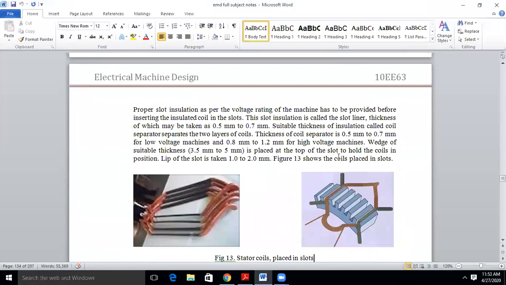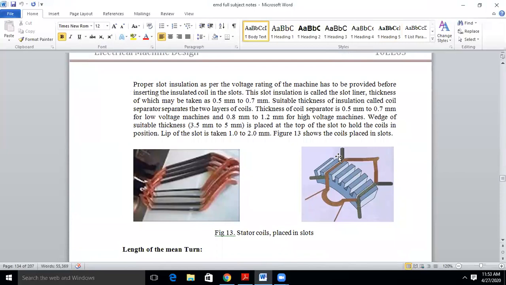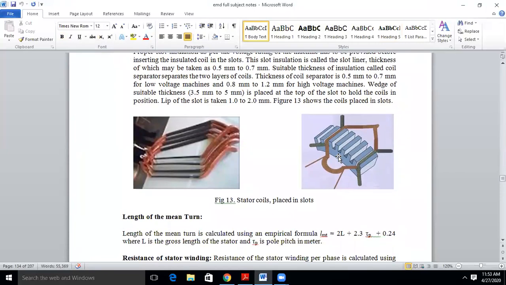Next, the proper slot insulation as per the voltage rating of the machine has to be provided before inserting the insulated coil in the slots. This slot insulation is called the slot liner, and its thickness may be taken as 0.5 mm to 0.7 mm. This is somewhat the thickness of the slot insulation in the stator.